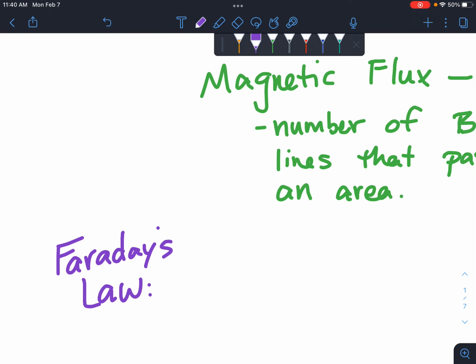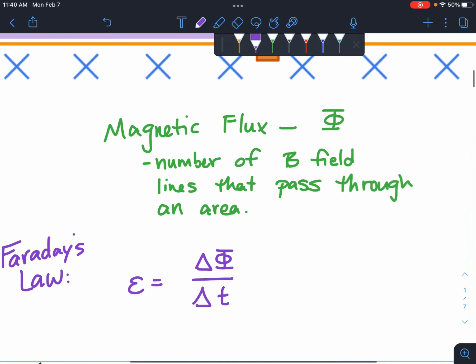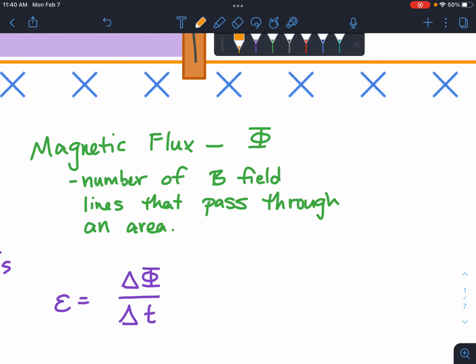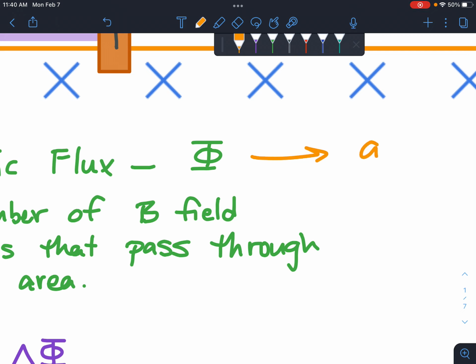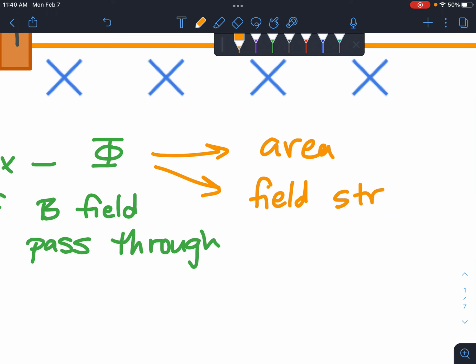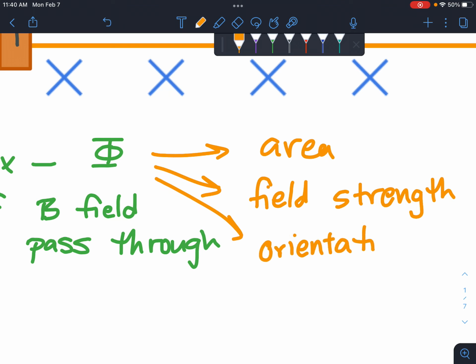Okay, Faraday's law says that the EMF generated is directly proportional to the time rate of change of the magnetic flux. Now there's magnetic flux, we have to understand it a little bit better. We said it depends both on the area, we saw that. If I change the area, then it changes the number of field lines, and also on the field strength. A stronger field or a weaker field would have a different number of field lines passing through the same area. And also on the orientation, right? And how those two are oriented relative to each other.